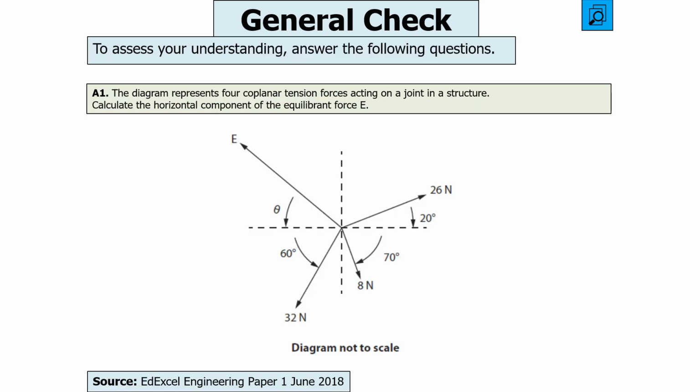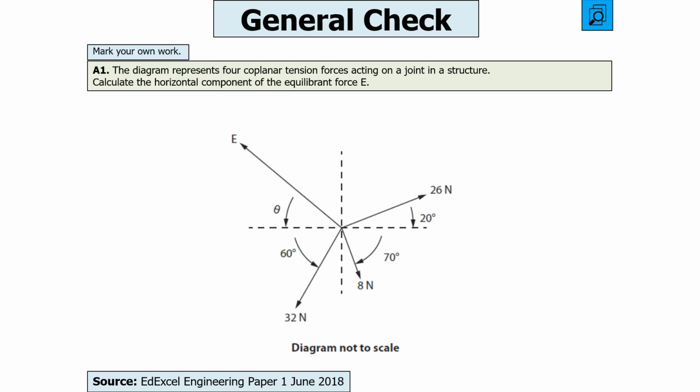The next question says, the diagram represents four coplanar tension forces acting on a joint in a structure. Calculate the horizontal component of the equilibrium force E. So pause the video now, then unpause the video when you want to go through your answer.